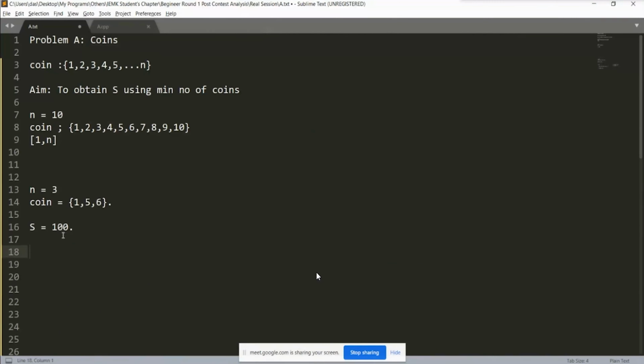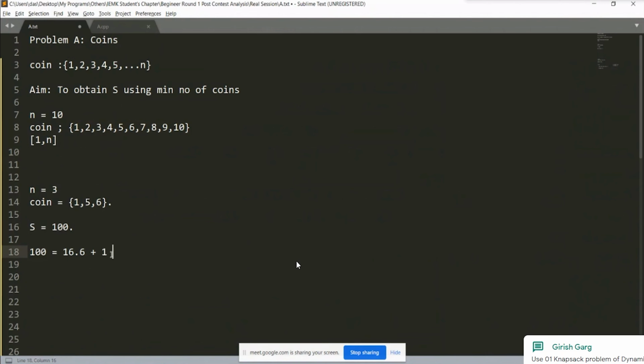Because if we try to solve it greedily, then to minimize the coins, I would use a 6 rupee coin all the time. So 100 by 6 would give me 16 into 6, which is 96. I would use a 6 rupee coin 16 times, and that leaves me with 4. But now I don't have any 4 rupee coin here. Right, so this will not work.